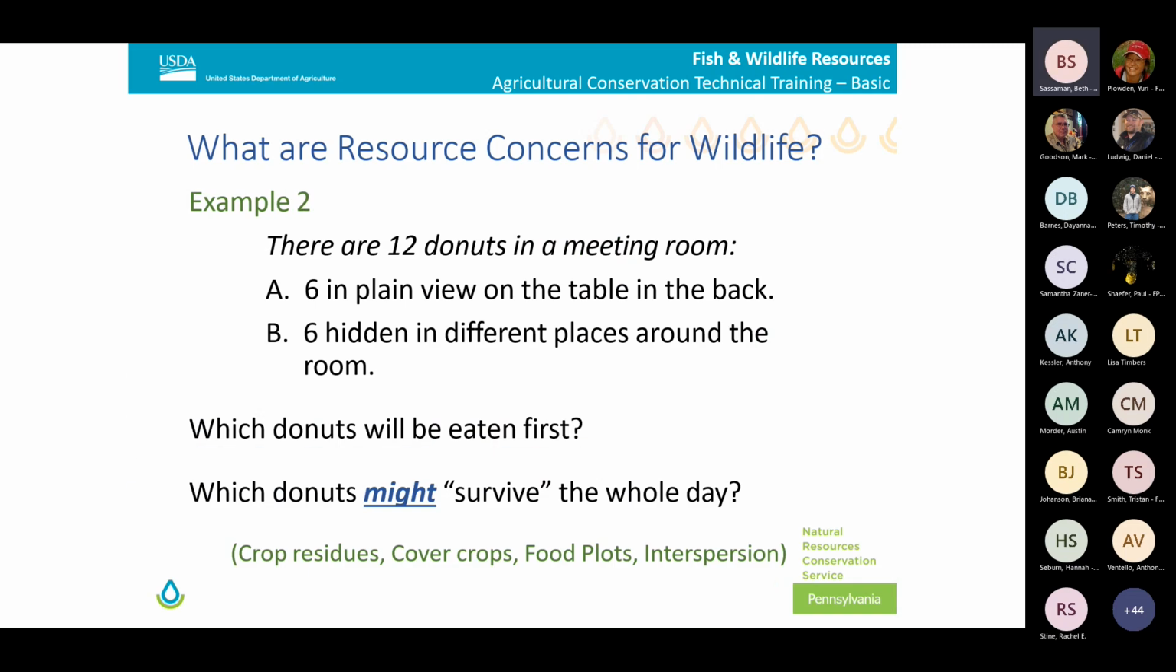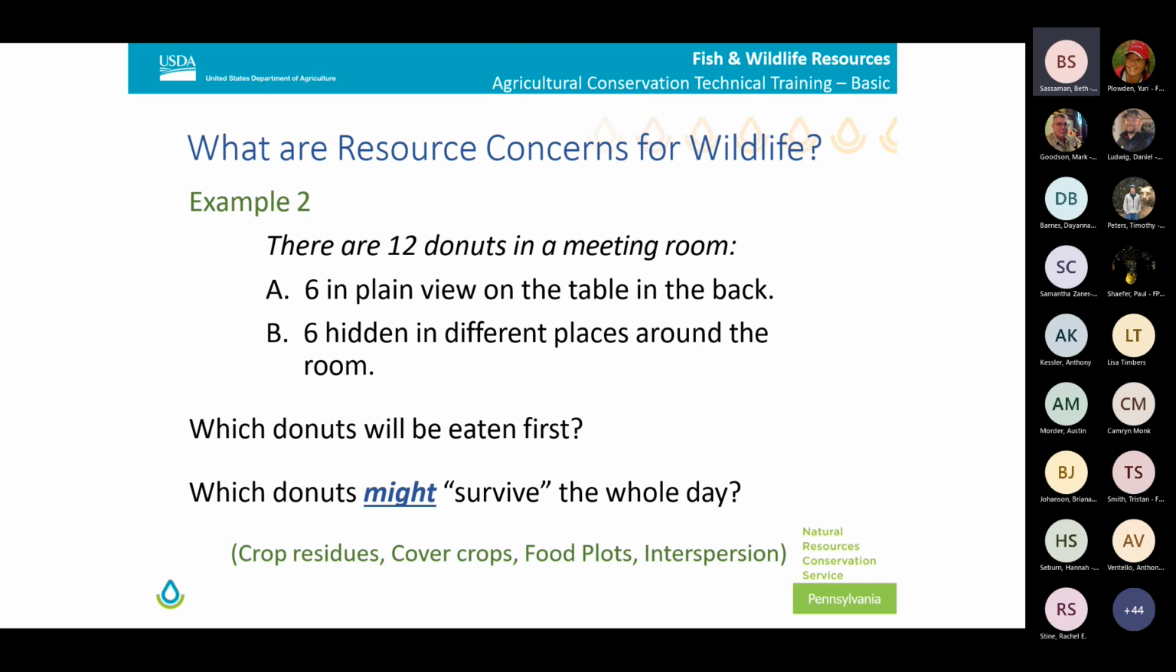So here's another example. This is maybe a better example for folks. Imagine if you have donuts on a table in the back of a meeting room, and there are 6 donuts in the back, and there are 6 hidden around the room. Which donuts are going to be eaten first, and which ones might not be eaten immediately, might survive the whole day?